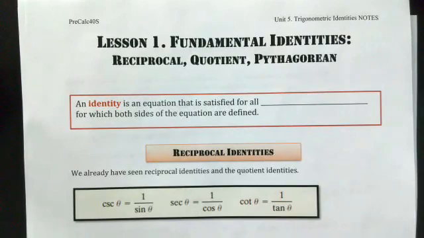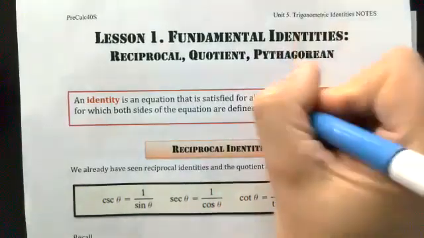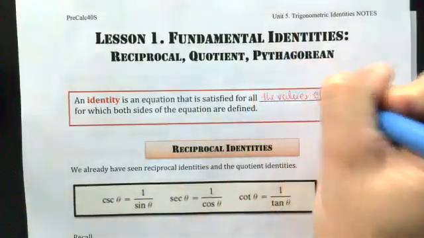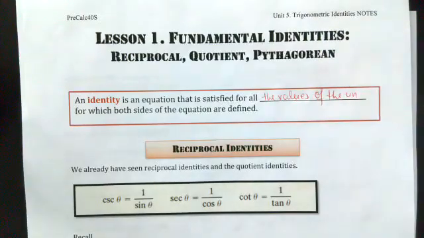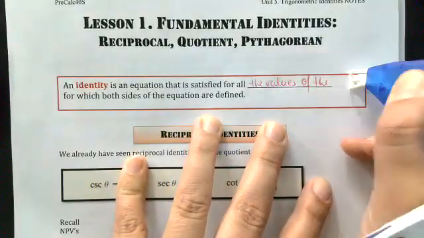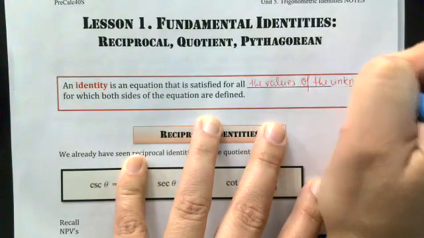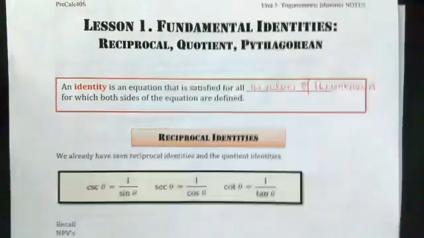An identity is an equation that is satisfied for all the values of the unknown, or the variable, whatever it's easier to write, the value of the variable, for which both sides of the equation are defined.